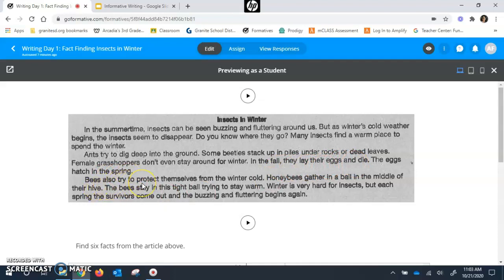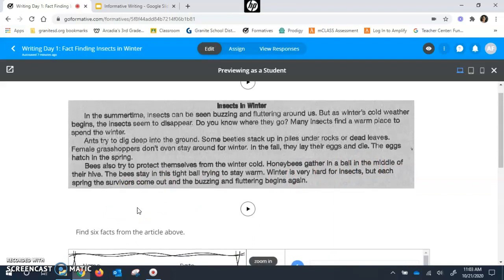Bees also try to protect themselves from the winter cold. Honeybees gather in a ball in the middle of their hive. The bees stay in this tight ball trying to stay warm. Winter is very hard for insects, but each spring the survivors come out and the buzzing and fluttering begins again.